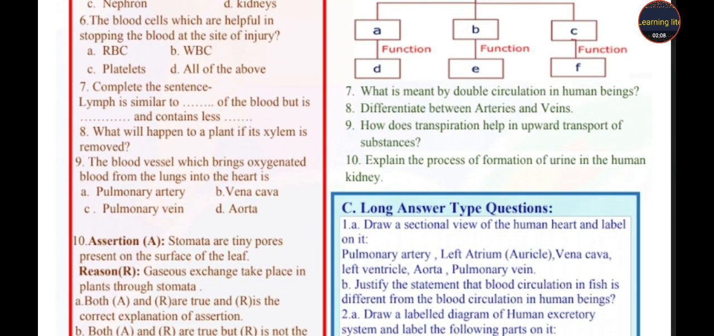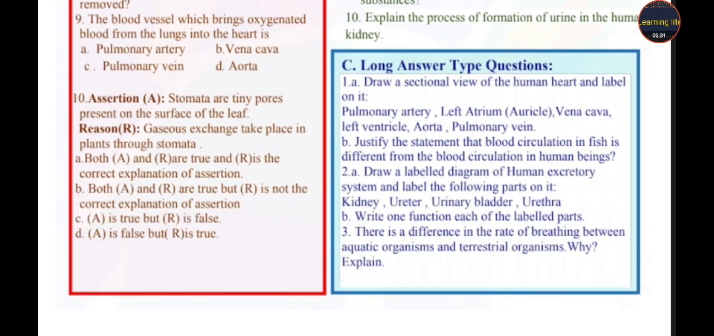Ninth question, students. The blood vessel that brings oxygenated blood from the lungs into the heart is dash. Options: pulmonary artery, vena cava, pulmonary vein and aorta. So student, we discussed in our worksheet that the pulmonary vein brings oxygenated blood from the lungs to the heart. So option C is correct. Tenth, assertion: stomata are tiny pores, student. Very right. Reason: it helps in gaseous exchange. That is also right. So our first option is correct. So the answer of tenth is A.